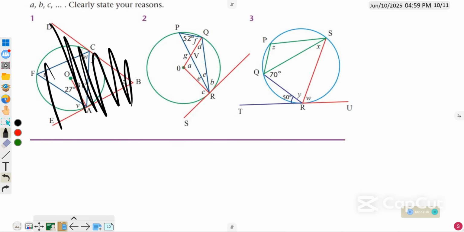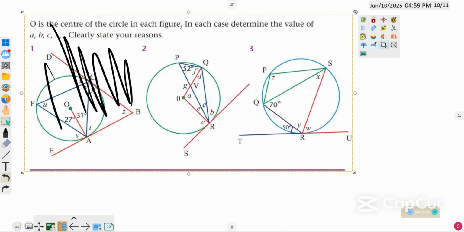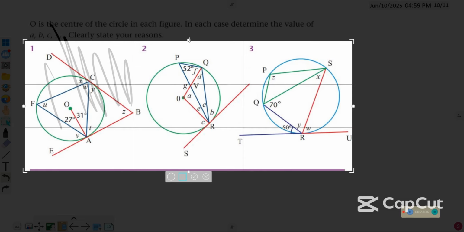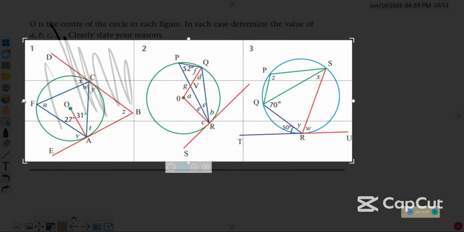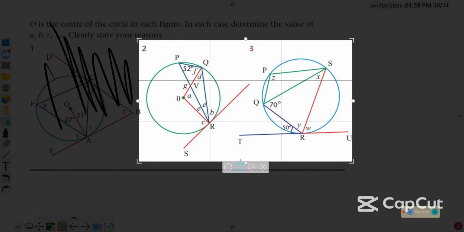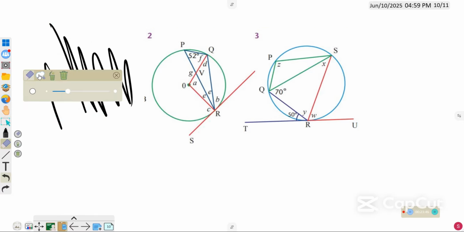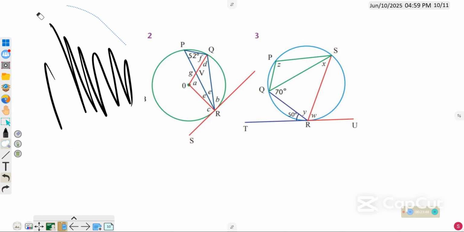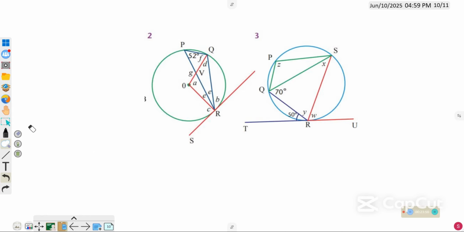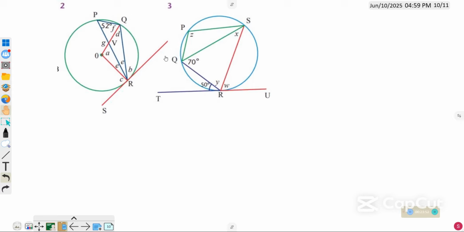Okay, let me just do this. Let's just crop this out. We know the statement. We only need the fact that this is a center and that is a tangent. Okay, so let's go for number 2. Okay, so on number 2, there you have it.